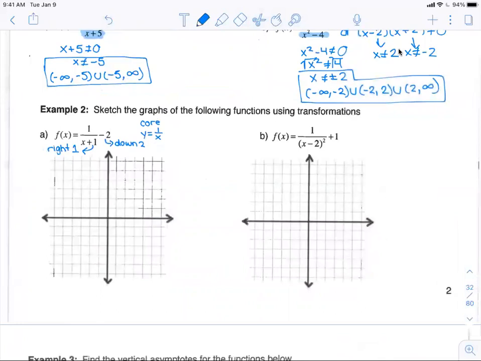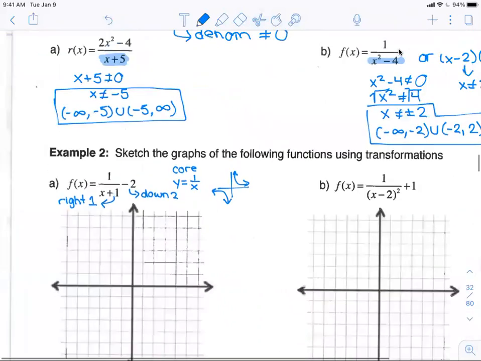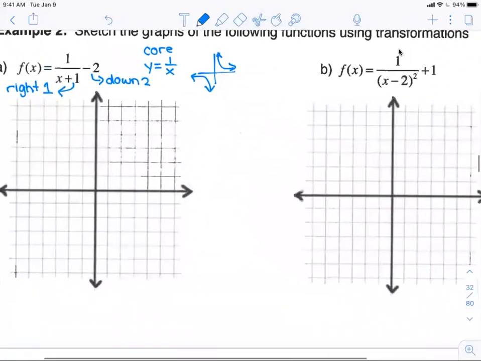So I'm going to take my asymptotes, which remember are on the x and y axis. If you think about your core graph really quick, that was the one that looked like this. You can go back and look at your notes if you need to. I have to move one asymptote down 2.